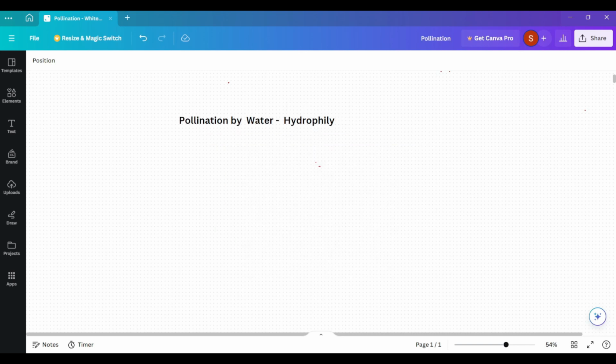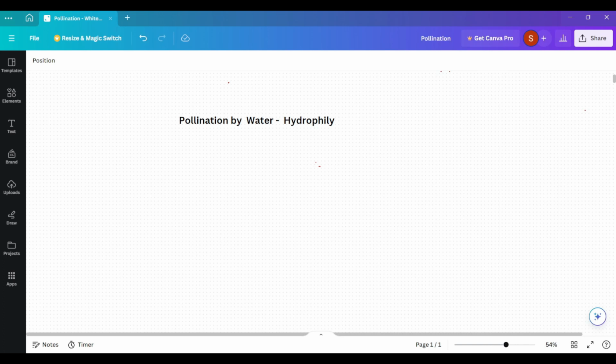Now let's talk about the pollination by water, which is otherwise called hydrophily. Water pollination is mostly seen in plants which live near the water or in water bodies. It is mostly found in monocotyledons. But if you check the lower groups of plants like algae, bryophytes, etc., hydrophily is seen there. In the case of angiosperms, that is the flowering plants, hydrophily is found in most of the aquatic plants, but not in all aquatic plants.